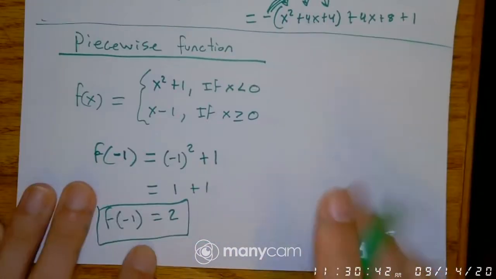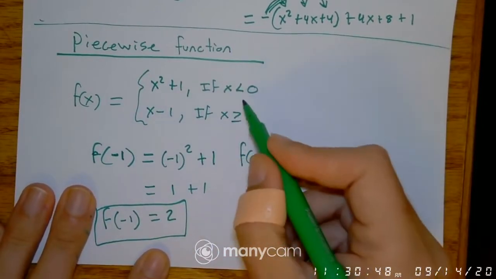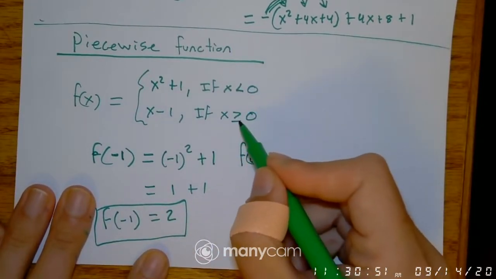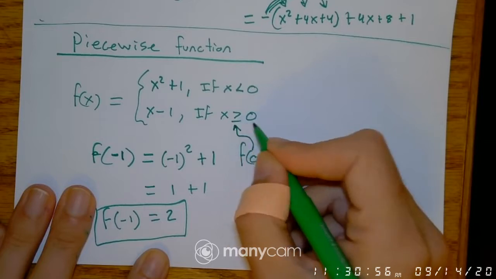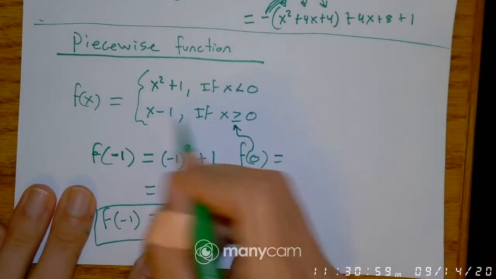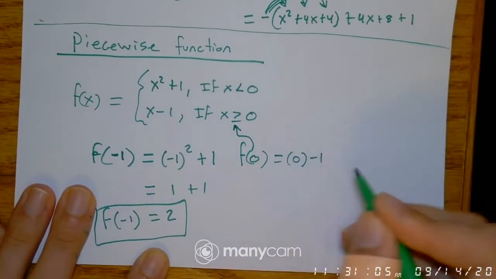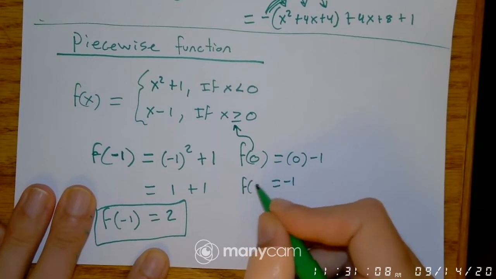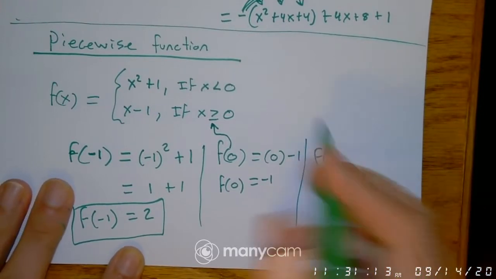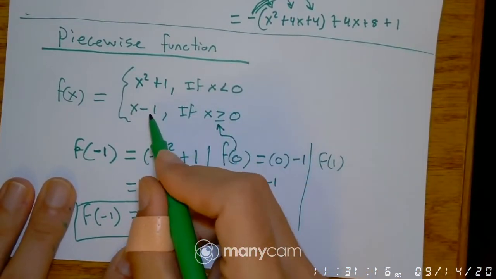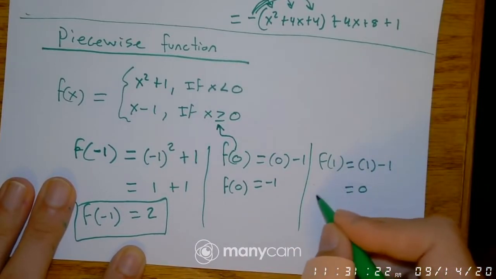Okay. So now, for example, if I had f of 0, what we're looking for, see how this one's less than 0, this is greater than 0? You're looking for that little bar, right? Because that little bar means it equals. So I'm going to use this one because this one equals at my 0 there. So I'm going to have 0 minus 1, so I'm going to get negative 1. And then if I wanted to do f of 1, 1 is greater than 0, so I'm going to use this one. So I'm going to go 1 minus 1, which is 0.